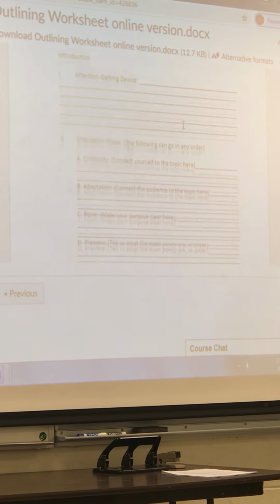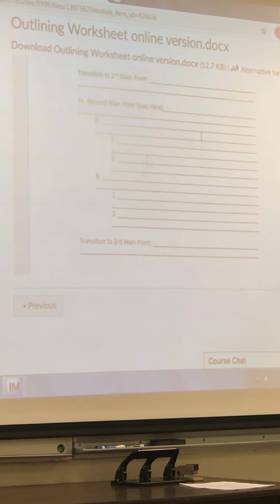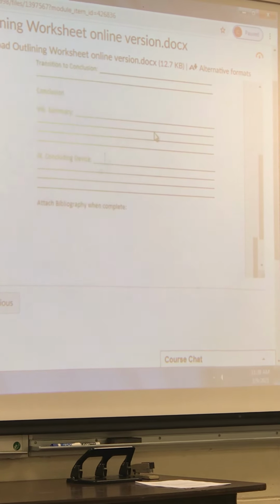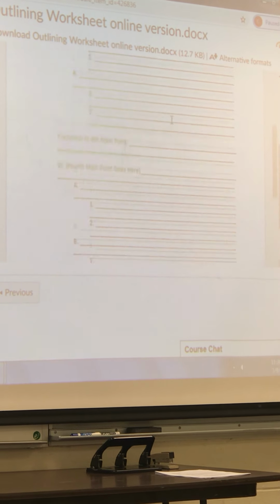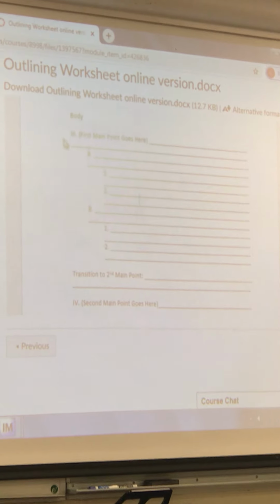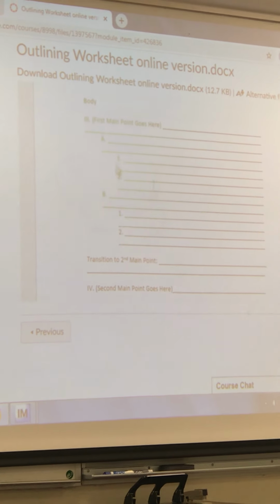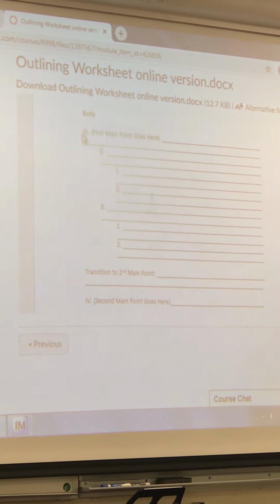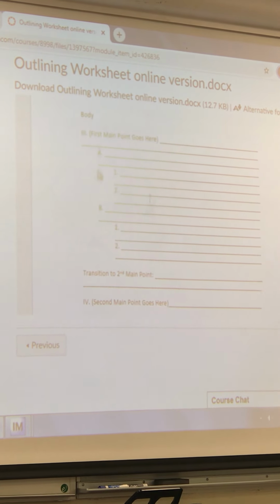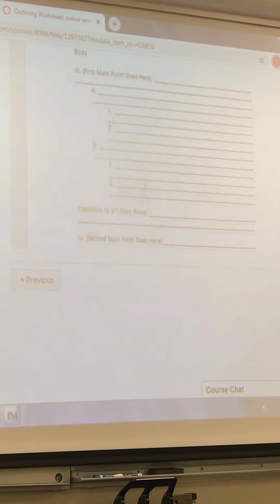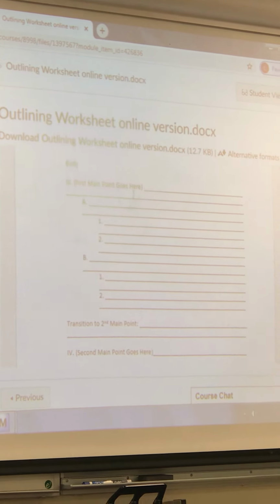Yes, you need to use every space in the introduction. Yes, you need to use every space in the conclusion. But in the body, it's really flexible. Use what you need, but use it in this structure with this visual pattern with the Roman numerals and the capital letters and the Arabic numerals, right? Okay.